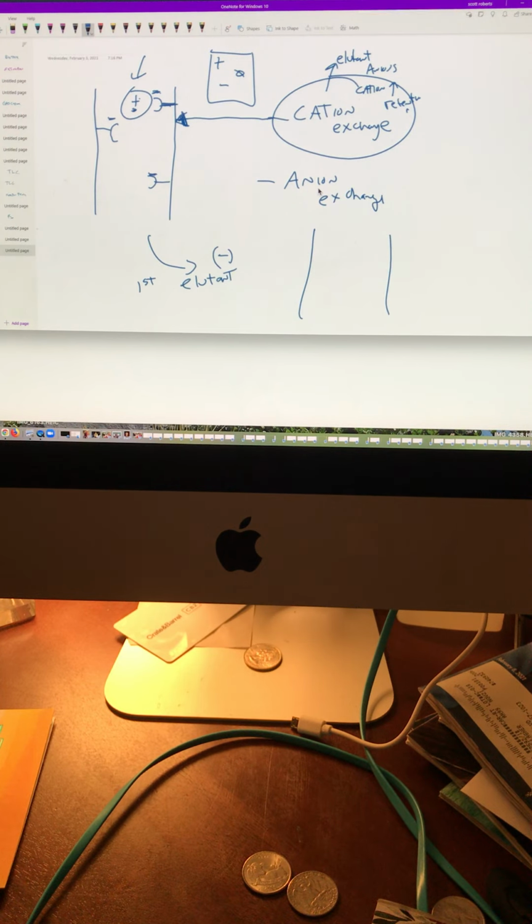Good. Okay, so now in anion exchange, what's in your tube? Sure. What's in your tube in anion exchange? The anion exchange catches the anions.